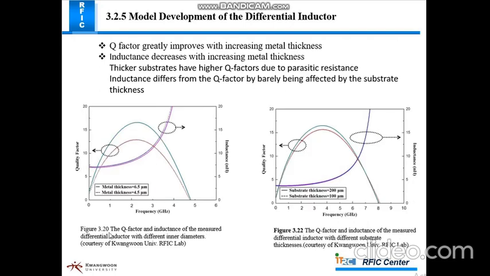Figure 3.20 shows the quality factor and inductance of the measured differential inductor with different metal thickness. Here we can see when metal thickness is increased, then quality factor is increased, and inductance slightly decreases. Figure 3.20 also shows the substrate thickness. When substrate thickness is increased, the quality factor increases a little bit, and there is no effect on inductance. So Q factor is greatly improved by increasing metal thickness, and inductance decreases with increasing metal thickness, while Q factor is barely affected by the substrate thickness.